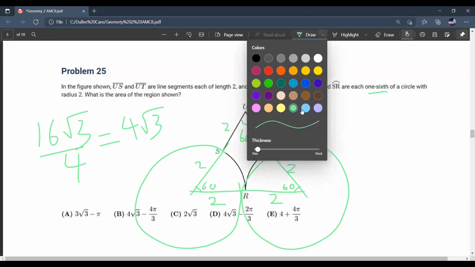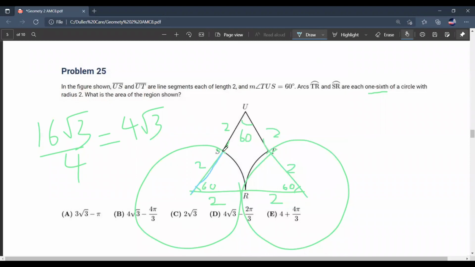So let me just change this to a light blue. Why not? So how do I find this area, the area highlighted in blue?